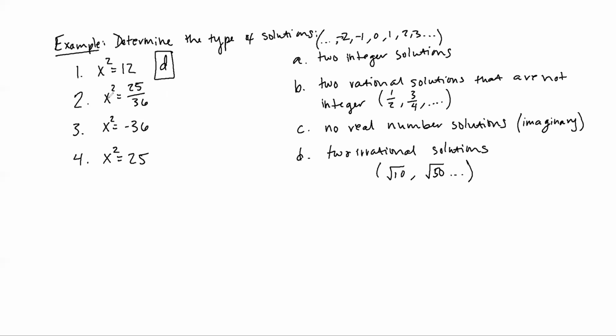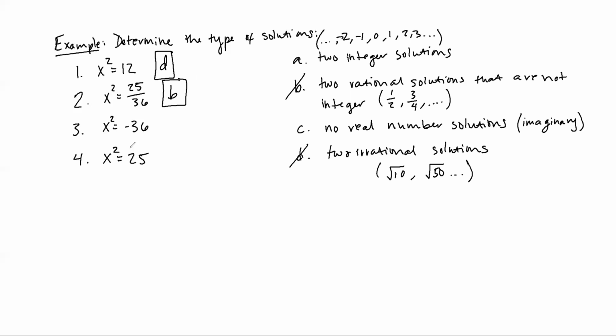The second one, we have x squared equals 25 over 36. Well, if we think about square rooting this, we would have 5 over 6. That's a fraction. Fractions are rational solutions that aren't integers. So this would be B. So we've used B and D. Now we have A and C left.